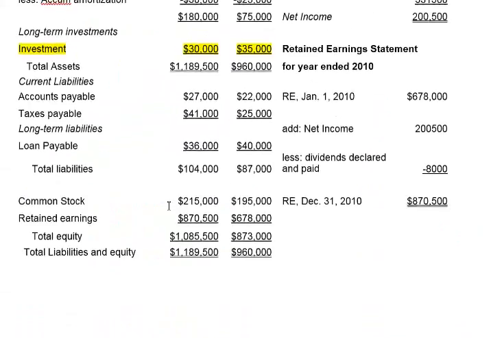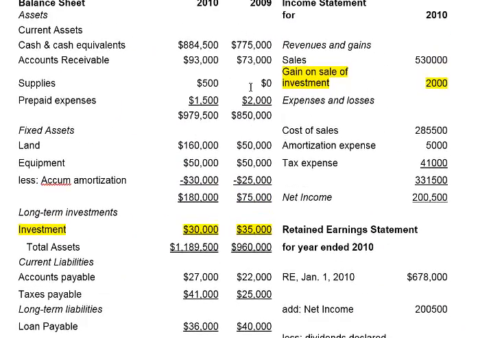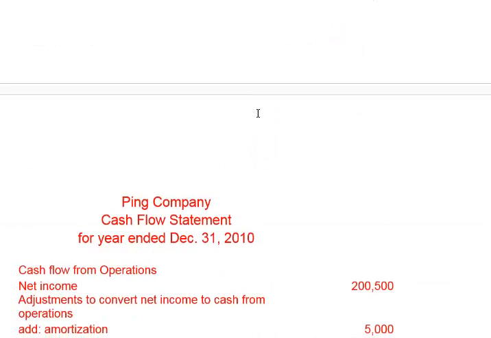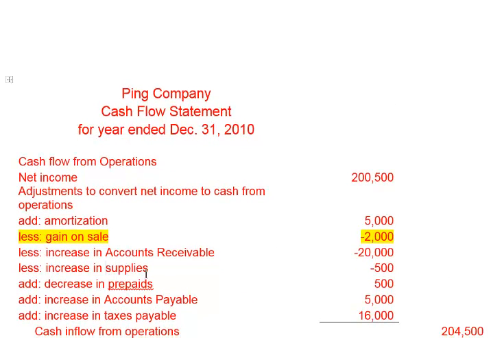How do we know that? If we go back to our supplies account, we saw we had nothing in supplies inventory at the end of 2009, but we had $500 in 2010. So what we need to do is acknowledge that our supplies increased, and in order to adjust it to the cash basis, we need to reduce it by 500. Now with the supplies, you can see it's increased by 500.